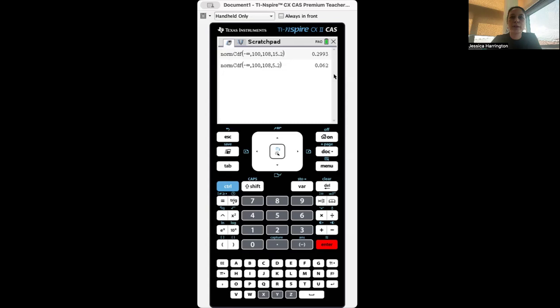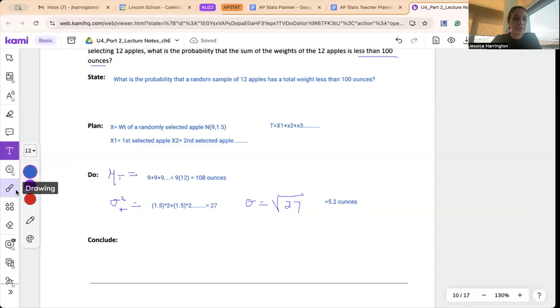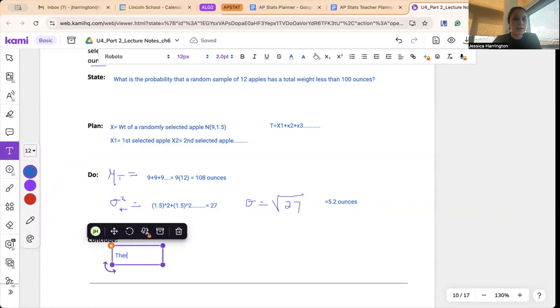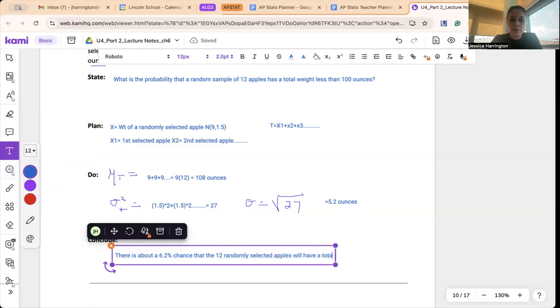So let's switch back. I would say our conclusion is there is about a 6.2% chance that the 12 randomly selected apples will have a total weight less than 100 ounces.